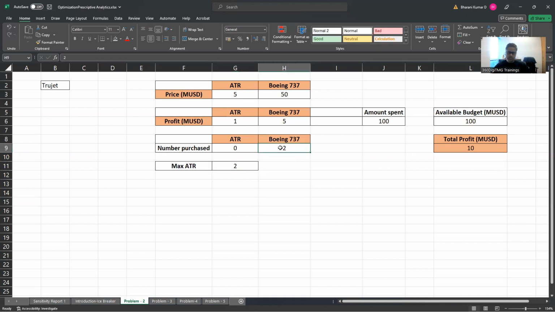Now, the decision that we need to make is, how many are we going to purchase? How many ATRs are we going to purchase? How many Boeing 737s are we going to purchase?